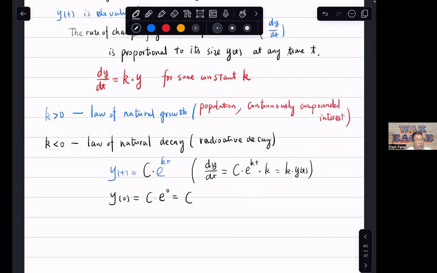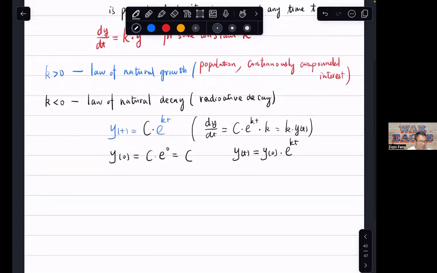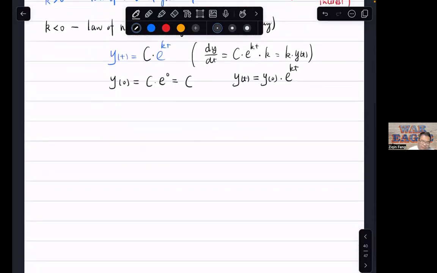So this is the initial population or initial mass of the radioactive material or initial money in your bank account, right? And then y of t should be y of zero times e to kt, right? So this is basically how we set up this equation for natural growth or natural decay. So let's see an example here.